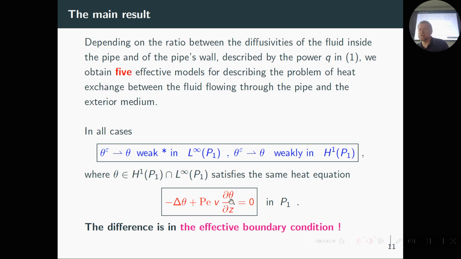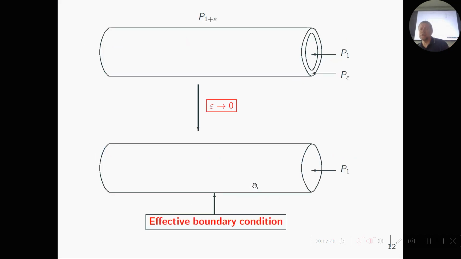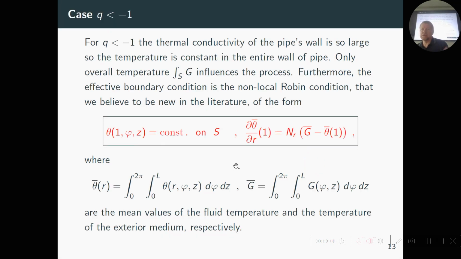It's the heat conduction equation with the convective part. The difference is in the effective boundary condition, because what's going on is that you have the pipe with the wall of thickness epsilon. So if you let epsilon go to 0, the wall disappears, but the effective boundary condition remains. So in the geometrical sense, this thing disappears, but in the mathematical sense, it doesn't, because it leaves some trace in the boundary condition, which we call the effective boundary condition at the end. Now, we use some method which is called two-scale convergence. Doesn't really matter. It's pure mathematics.